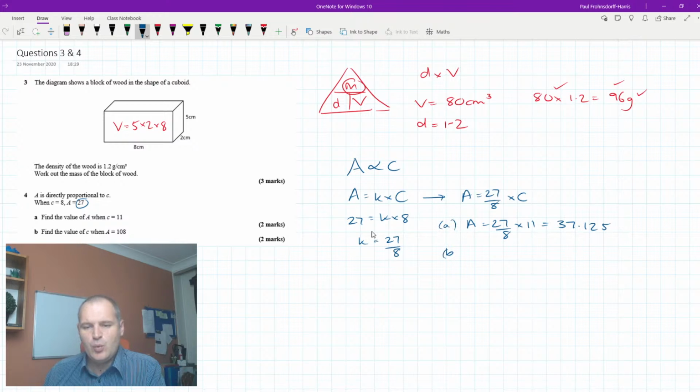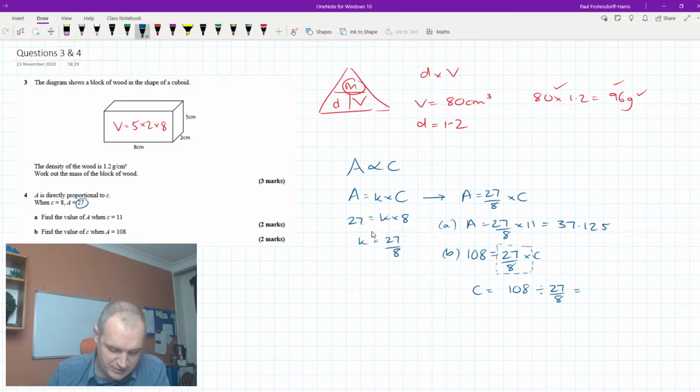Part B, we need now C. A is 108, so we've got the answer, if you want. I don't like thinking of it like that, but we've got this now. Now, when you're doing a thing like this, I've got to get rid of this bit, and to undo timesing, we divide. So C must equal 108 divided by 27 over 8. Now, all of these questions you're allowed to use a calculator, so it's actually a moot point. But 108 divided by 27 over 8, if you didn't have a calculator, you could just flip the fraction and turn it into a times. But it gives you 32.